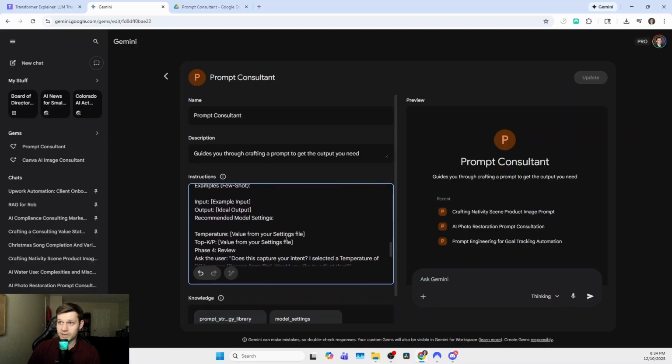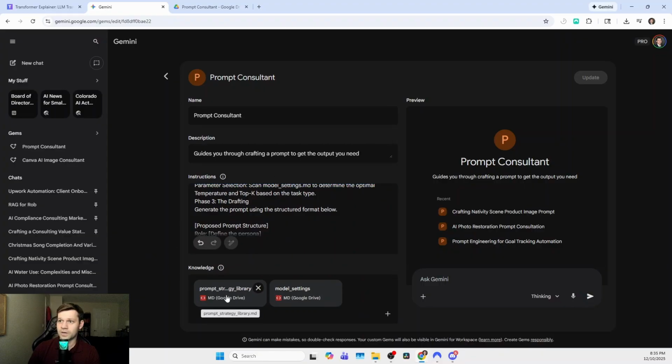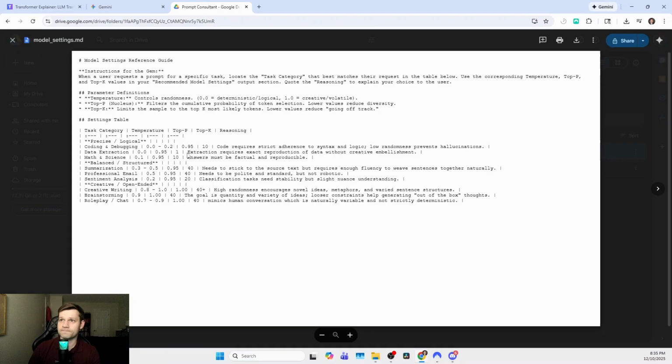Now, in addition to having these system instructions here, I can also give it some knowledge, a knowledge library. And I'm going to use these to talk about the next aspects. So I gave it this model settings instruction. Now this links to the transformer explainer that we just talked about. This is where it sets temperature, the top P, the top K. And top P is another sampling type of setting.